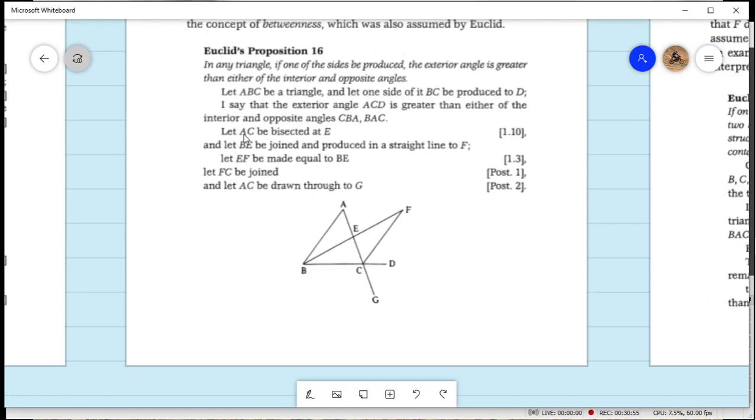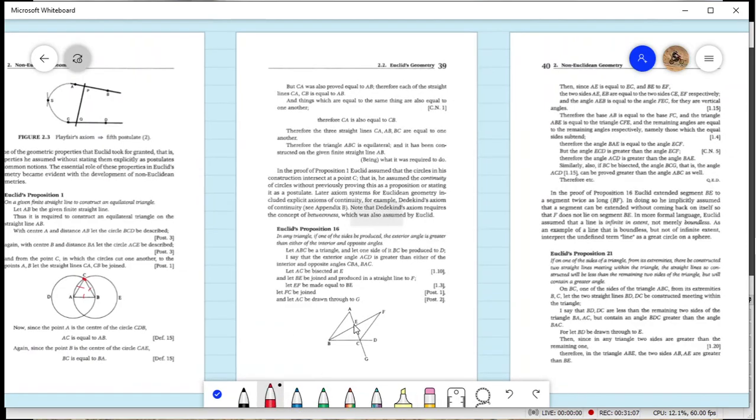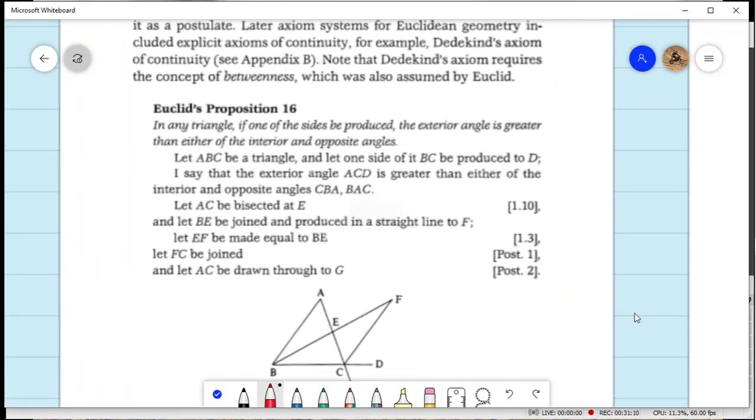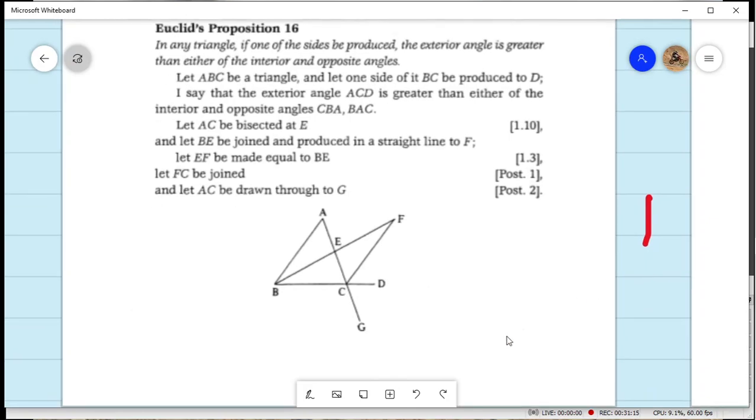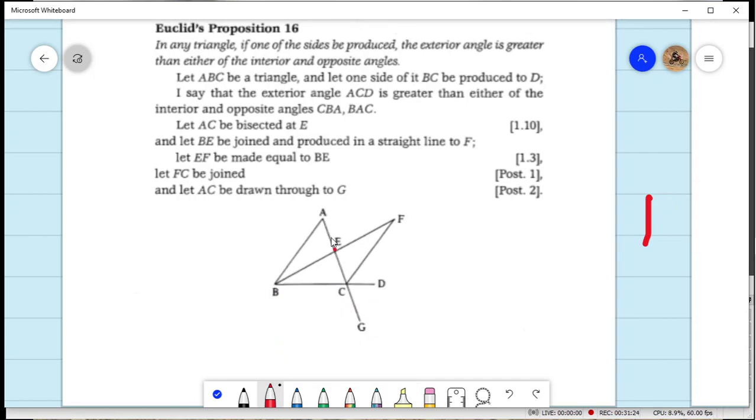Okay, so the proof goes this way. Let line segment AC be bisected at E. This was based on proposition 10. So let this be the midpoint of the line segment AC, then this line segment bisects line segment AC. That proposition states that a line segment has a unique bisector.